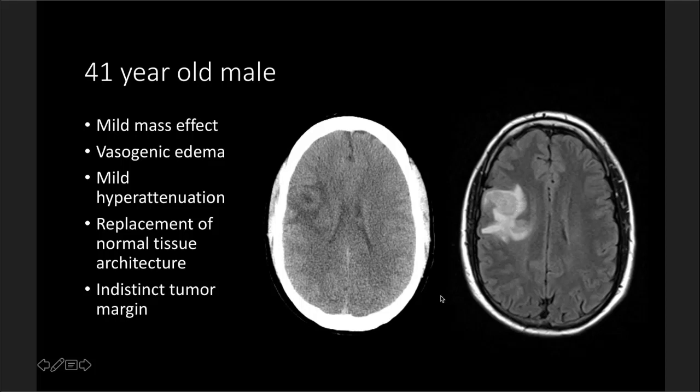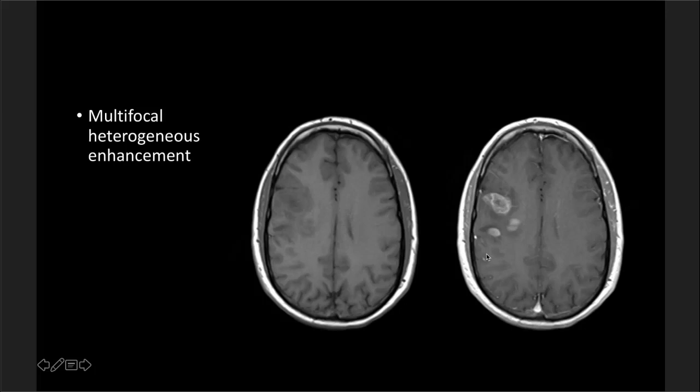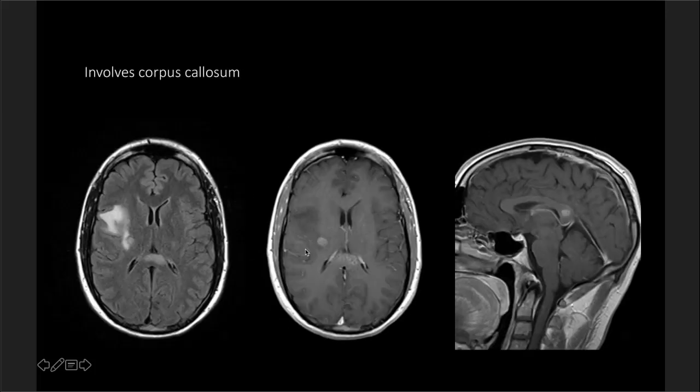Here's pre and post contrast. On the post contrast image, you can see that there are multiple nodular areas of enhancement, and some of them are heterogeneous with some non-enhancement centrally. When we look at more of the images in this patient, you'll notice that there's abnormal signal in the corpus callosum. So here's hyperintense signal in the splenium of the corpus callosum on T2 flare, heterogeneous enhancement in this location on post-contrast, and on the sagittal post-contrast, you can see the enhancement in the splenium of the corpus callosum.